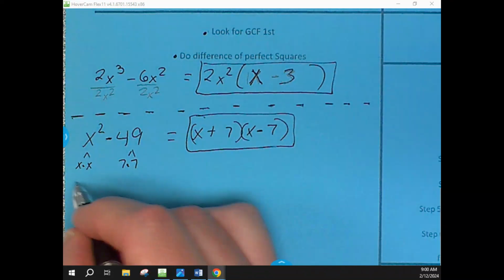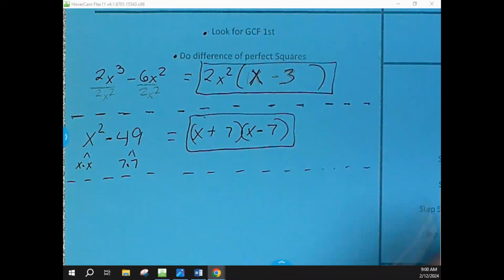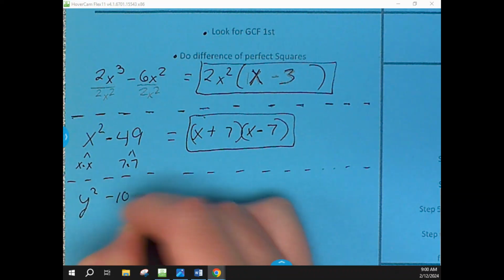And you're like, well, they all can't be that easy. Well, they actually get pretty close there. So let's say it's y squared minus 100.